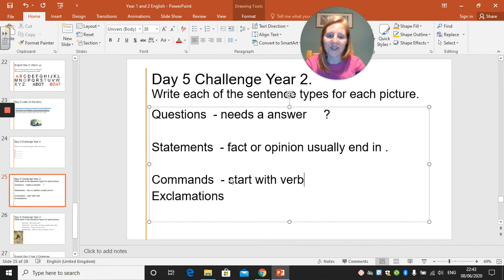And they usually end with a full stop. Unless someone's being a bit shouty, in which case it's probably an exclamation mark. Put with a full stop. So it could be sit down, or please sit down. Come here. Stop. Have some tea.